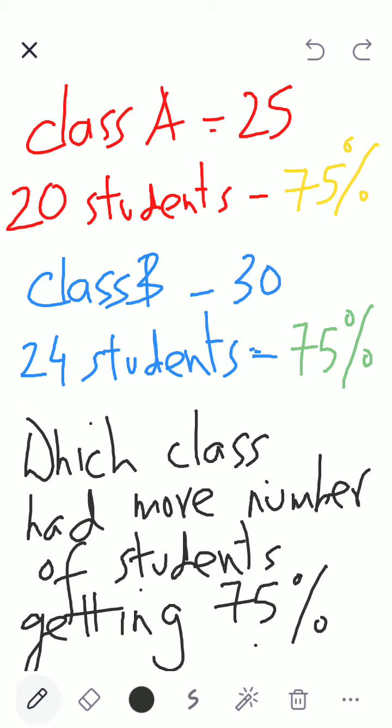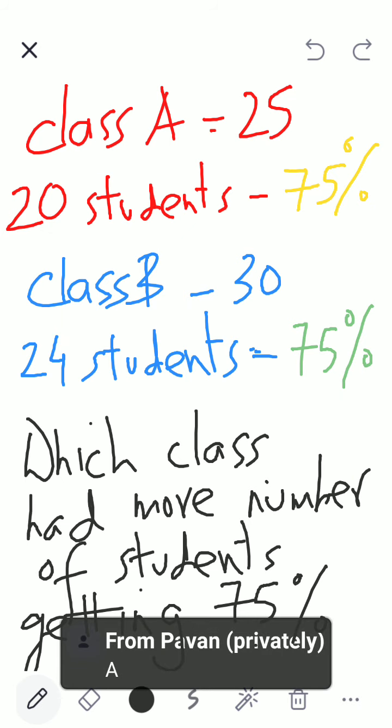Again, I'm repeating. Class A has 25 students. 20 students got 75%. Class B has 30 students. 24 students got 75%. Which class had more number of students getting 75%?